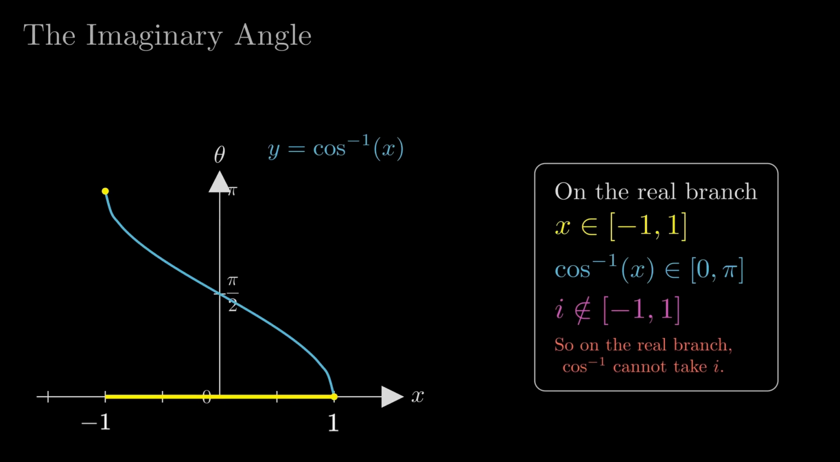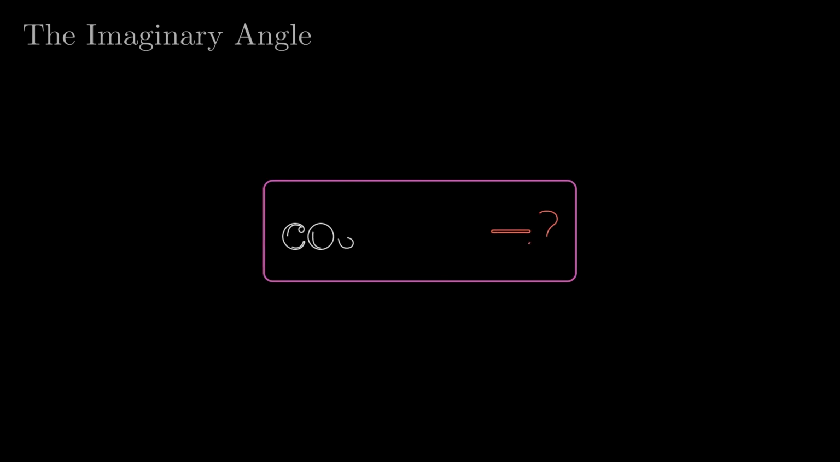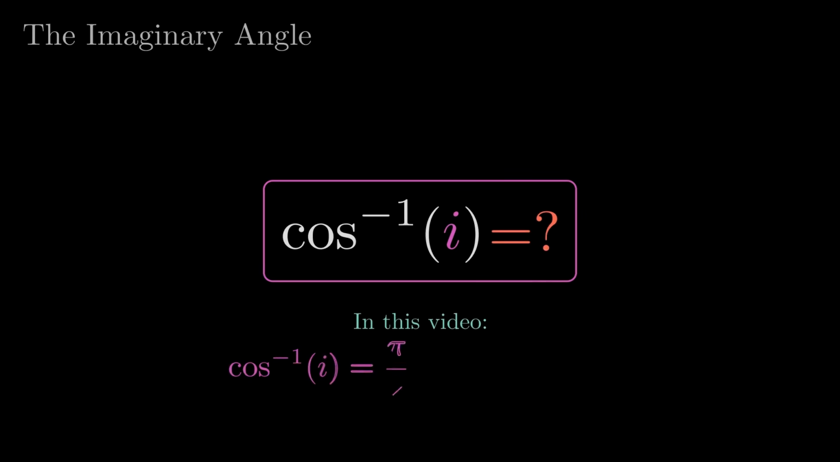Now look at our target. i is not a real number, and it's definitely not inside -1 to 1. So the real branch can't even start. If arc cosine of i exists, it has to live in the complex plane. So what is it? In this video, we'll show that arc cosine of i equals pi over 2 minus i times natural log of 1 plus square root of 2.